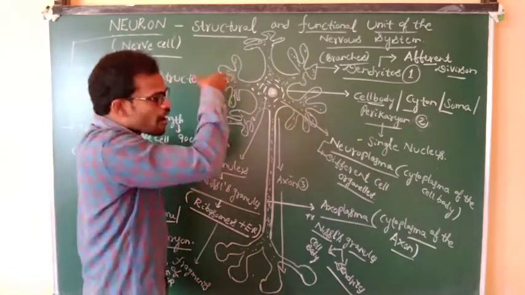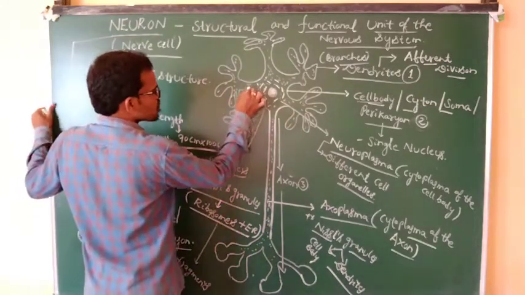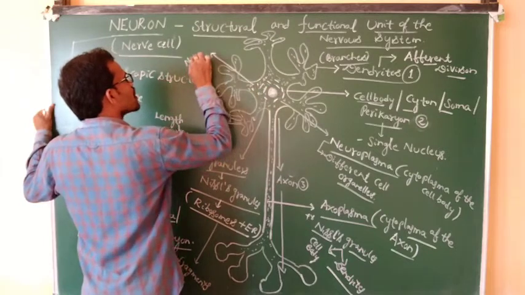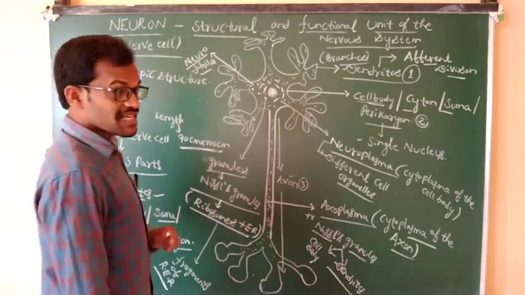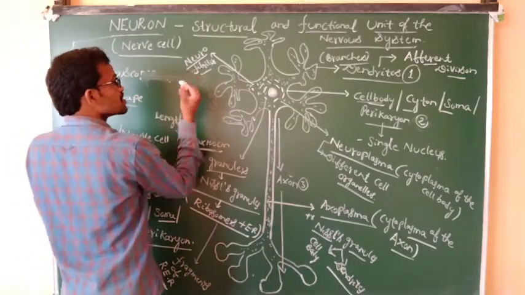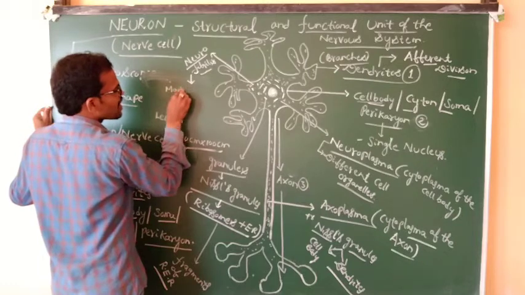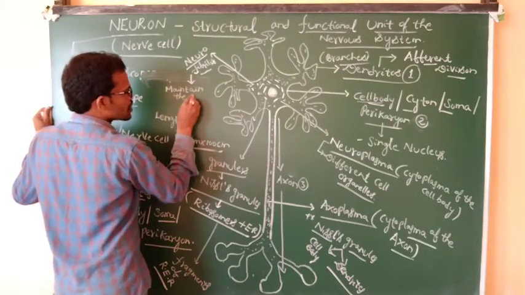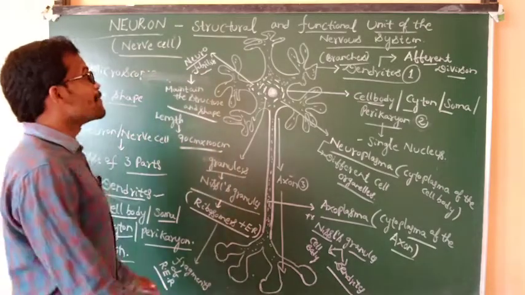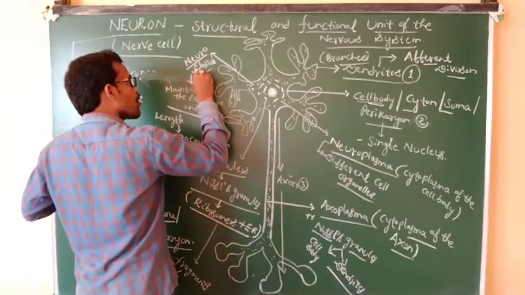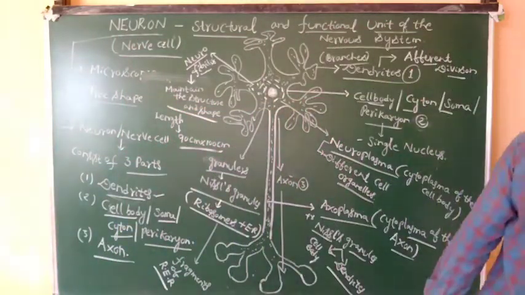And also the shape of the nerve cell is maintained by the neurofibril proteins. What is the name? Neurofibrils. These neurofibrils maintain the shape and structure of the nerve cell.